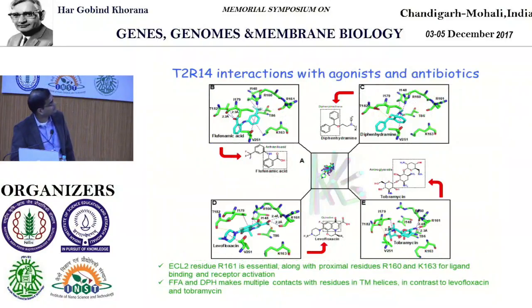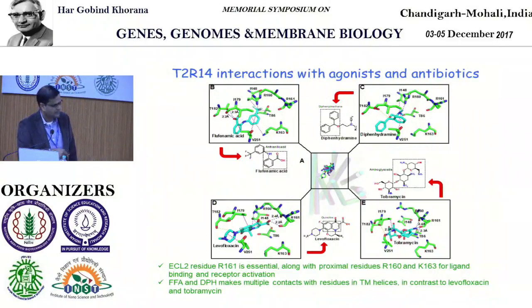And then we also looked at T2R14, that's the other one. Flufenamic acid, it's sort of a cognate ligand. I can't say it's a cognate because it's a synthetic one. But that's an agonist, just like quinine for T2R4. Flufenamic acid is known to activate T2R14. So the same thing with diphenhydramine. That's also known to activate T2R14. Tobramycin, levofloxacin, the same 2 things we tested. Again, it's a mutational study.